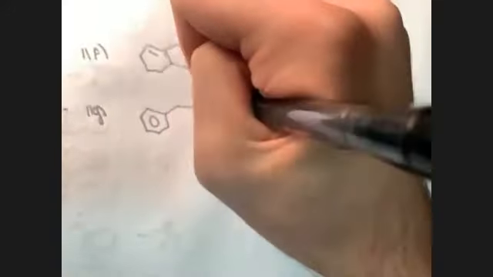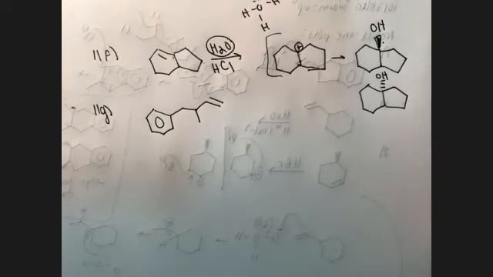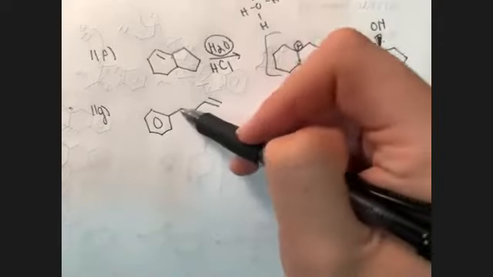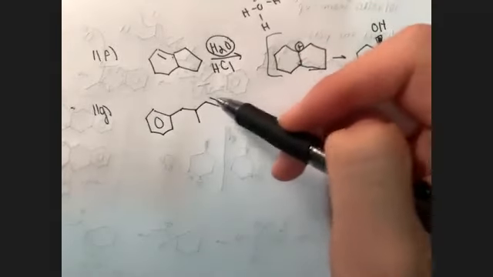Okay, so 11G. And does somebody have the key pulled up for this one? If they do, please let me know. Yeah, Mary, can you tell me if she puts the alcohol on the benzylic position or if she leaves it on the tertiary position? Just real quick. She puts it on the tertiary.